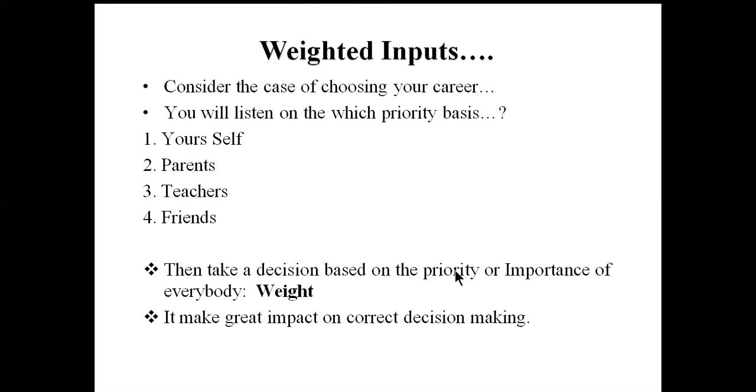So obviously you have to select your career on some kind of priority basis. You have to give more priority to yourself, then to your parents, then listen to your teachers, then friends, then neighbors, like this. So you should take a decision based on the priority or importance of everybody. Now this priority and importance is called weight. So what is the necessity of weighted inputs? Basically, it makes a great impact on taking the correct decision.